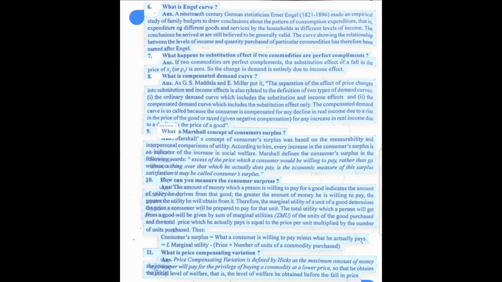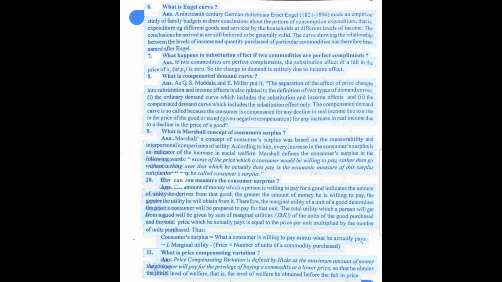9. What is Marshall's concept of consumer's surplus? Ans. Marshall's concept of consumer surplus was based on the measurability and interpersonal comparisons of utility. According to him, every increase in the consumer's surplus is an indicator of the increase in social welfare. Marshall defines the consumer's surplus in the following words: excess of the price which a consumer would be willing to pay, rather than go without a thing, over that which he actually does pay, is the economic measure of this surplus satisfaction. It may be called consumer's surplus.